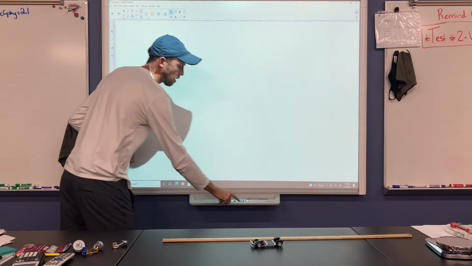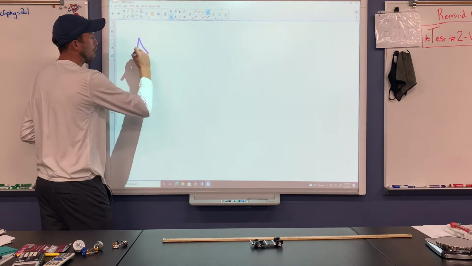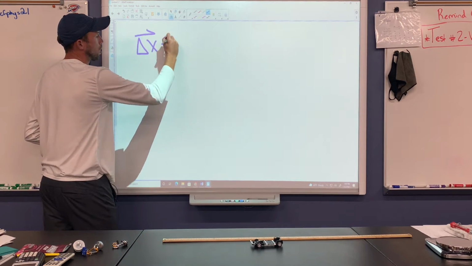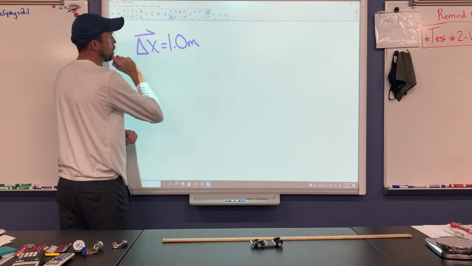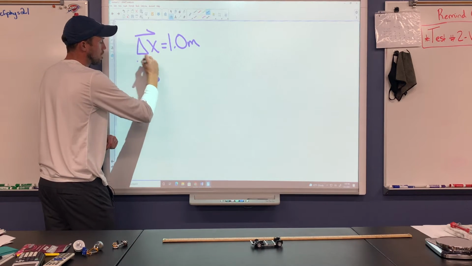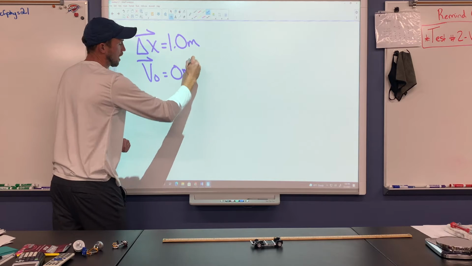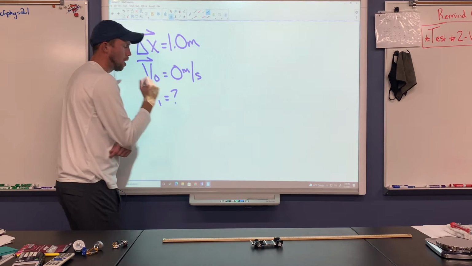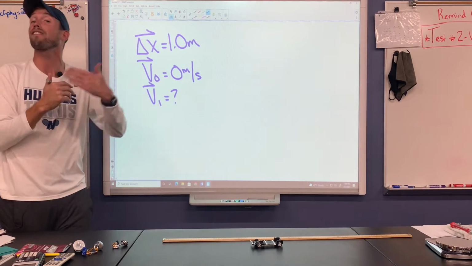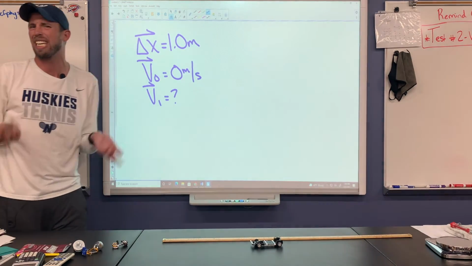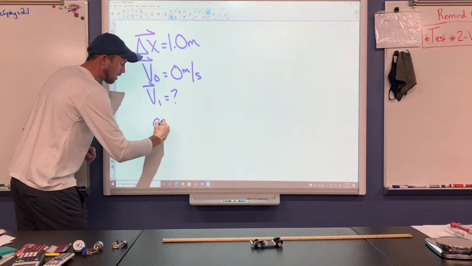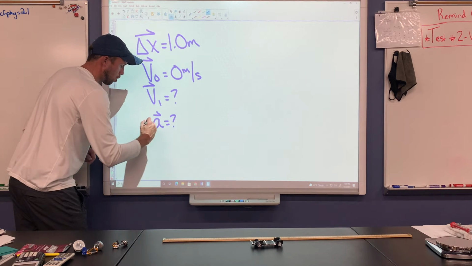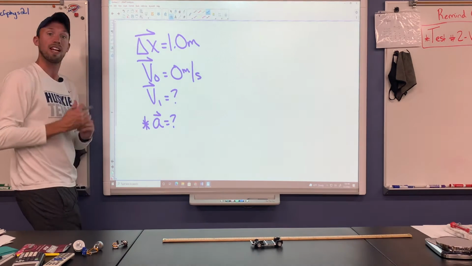What we may consider doing is something like this. If we measure our delta x, as long as we make sure our car is traveling 1 meter, we know that the car is going to start from rest, so initial velocity would be 0 meters per second. We don't really know the final velocity, meaning we don't know how fast the car is going to be moving after it travels the 1 meter, nor do we really care about that number here. Acceleration, we do care about, so I'll put a star by that. That's the term we want.